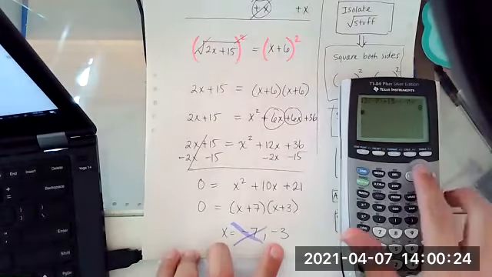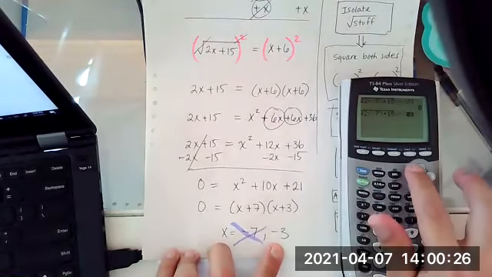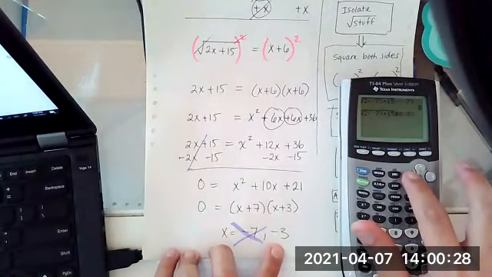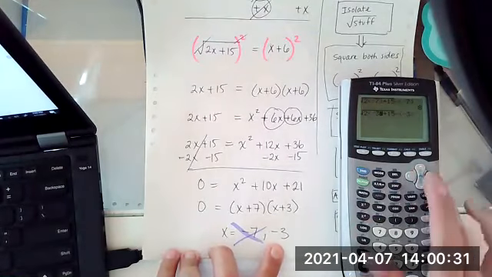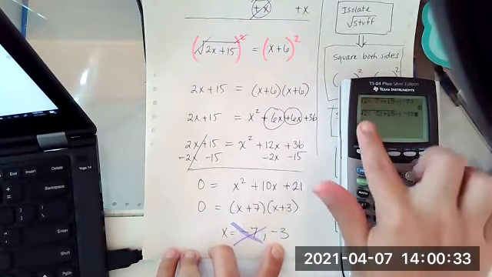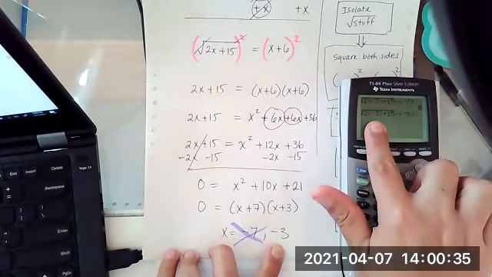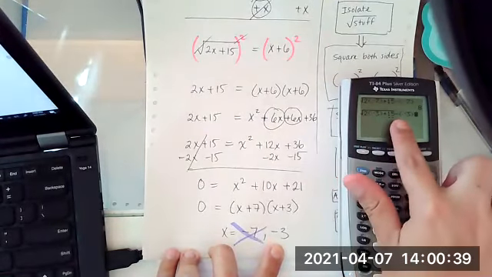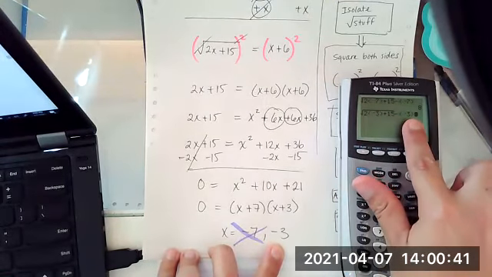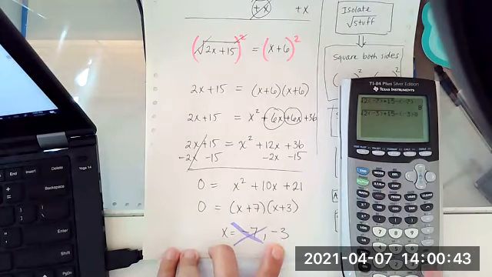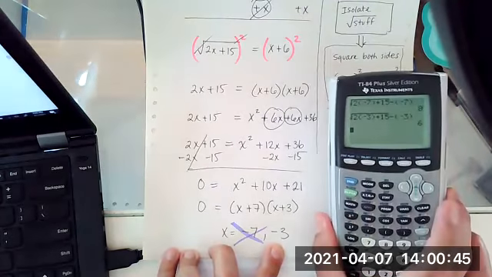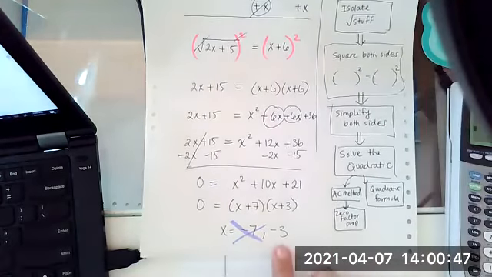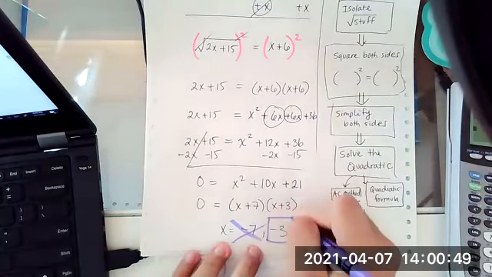Well, then I'll do the same thing with -3. So I have 2 times -3 plus 15 all under the square root, minus -3. And I should be getting 6. Well, that one worked. So I only have one solution here.